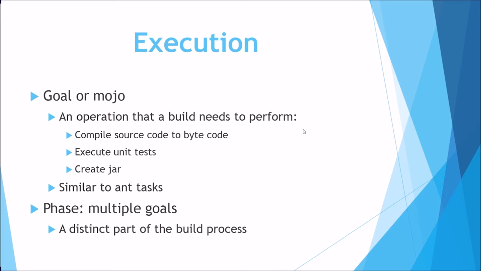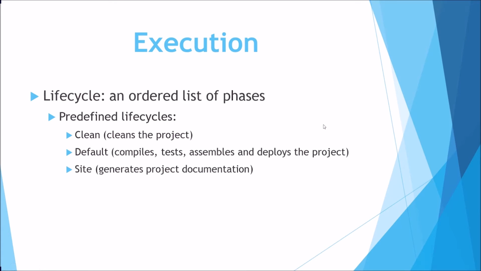A goal is a specific operation that needs to be performed during a build. So for example, compile source code into bytecode, perform unit tests, create an archive, and we can think of those as ant tasks. Goals come from different Maven plugins, and we combine one or more goals to create a phase. A life cycle, on the other hand, is an ordered list of phases. Life cycles are predefined by Maven, and plugins can define additional life cycles if we want to.